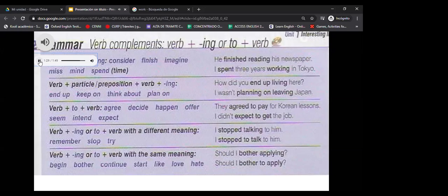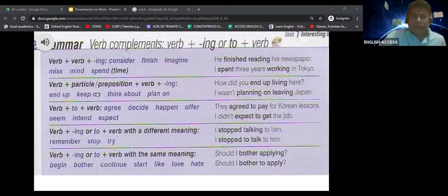Verb plus ing or to plus verb with the same meaning: begin, bother, continue, start, like, love, hate. Should I bother applying? Should I bother to apply?